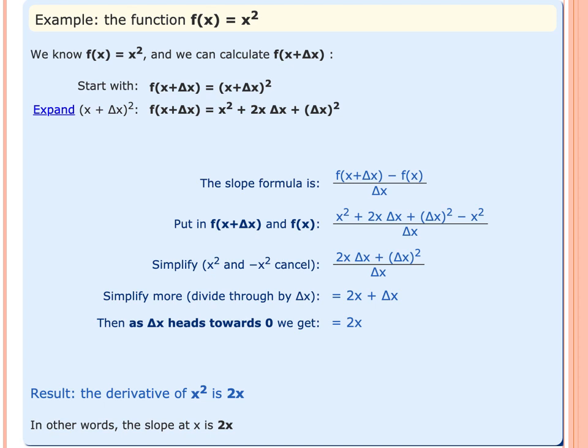And so using that slope formula with delta x, if my delta x is closer and closer and closer to zero, basically we get that the slope there would be 2x. So the derivative, or the equation for slope at any point on the x squared function, is just going to be 2x. The slope at whatever that x point is, is 2x.